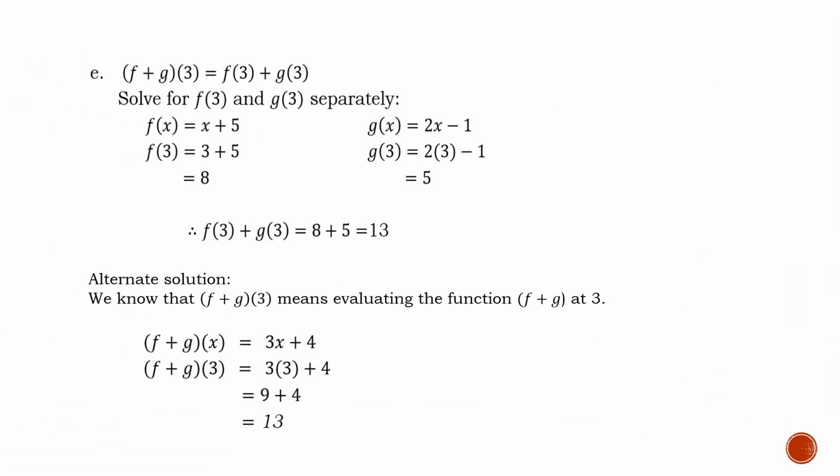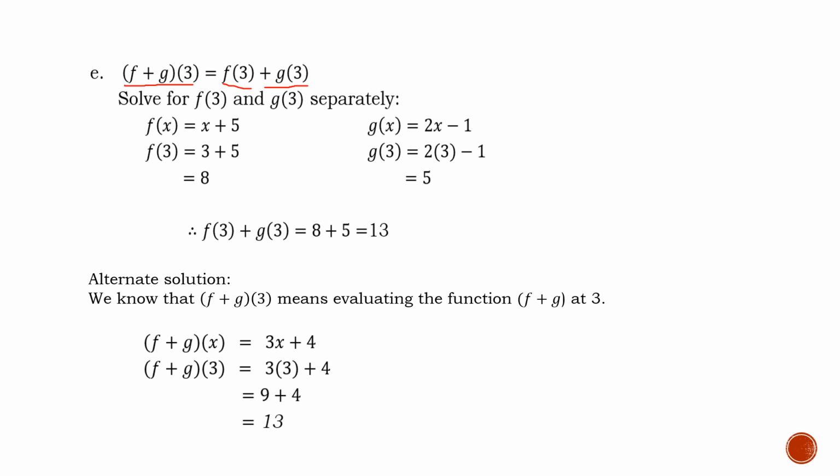So for letter E, your f plus g of 3 is the same thing as your f plus g of x. We just simply replace your x by 3. So this will be equal to f of 3 plus your g of 3. We just simply substitute 3 for the x variables in your f of x and your g of x. Now, there are two ways on how we solve this f of 3 plus g of 3.